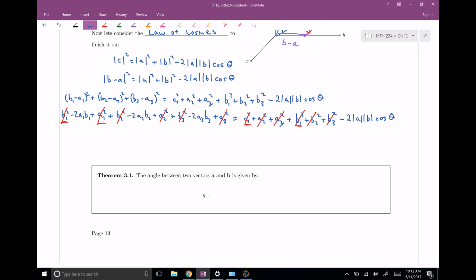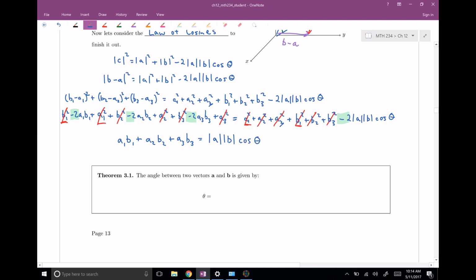And then you'll notice what's left over. There's a negative 2 here, a negative 2 here, a negative 2 here, and a negative 2 here. So every term has a negative 2 in it. We can cancel those as well. So I'm going to divide by negative 2 on both sides. And what's left over, this is my final line, I promise: A1B1 plus A2B2 plus A3B3 is equal to the magnitude of A, the magnitude of B, and the cosine of the angle between them. Again, remember, we canceled out those negative 2s by dividing by negative 2 in all of the terms.